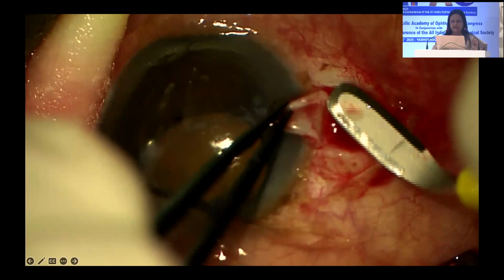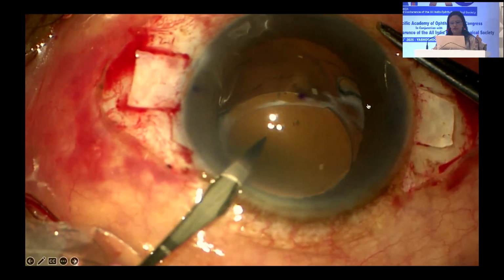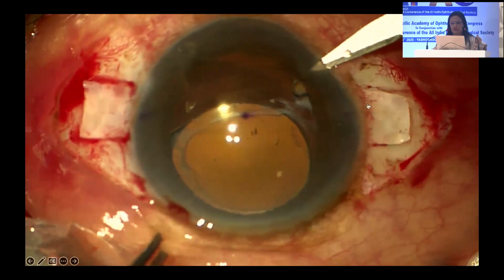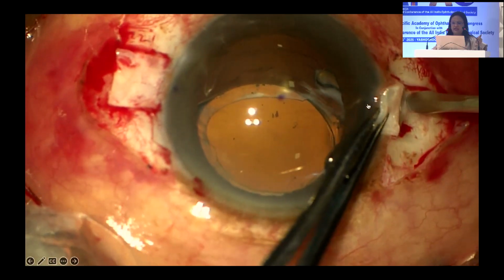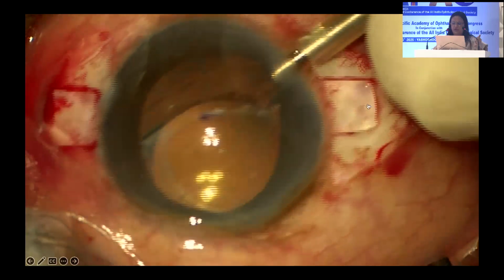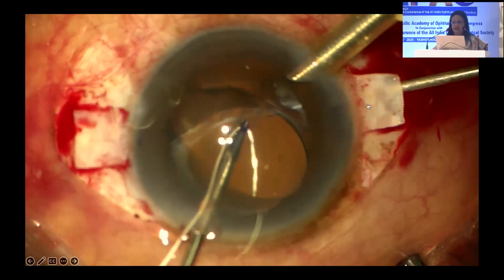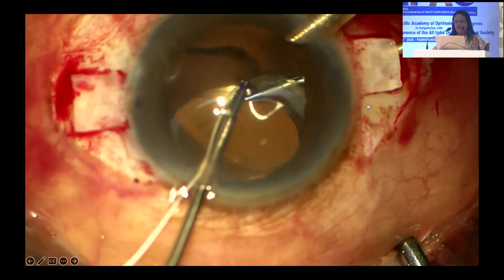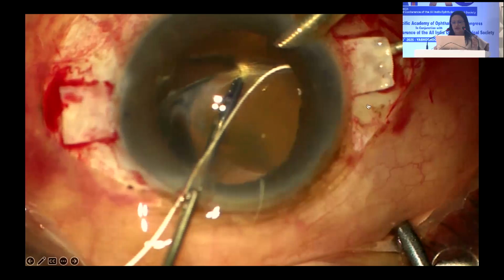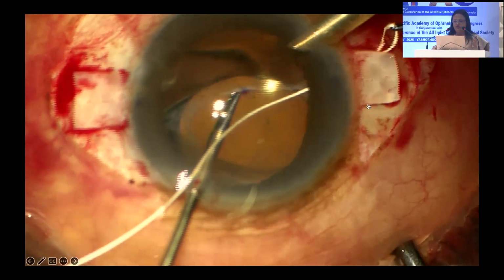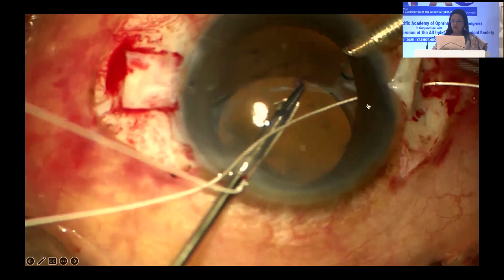So in this case, I decided to do a Gore-Tex suture fixation, because that is much stronger than polypropylene, which can erode over a period of time and again cause dislocation. Gore-Tex sutures are being used widely now for this type of procedure. So you can see I'm just taking the Gore-Tex suture and retrieving it from under the haptic. One portion of the Gore-Tex suture goes under the haptic, the other one goes on top.